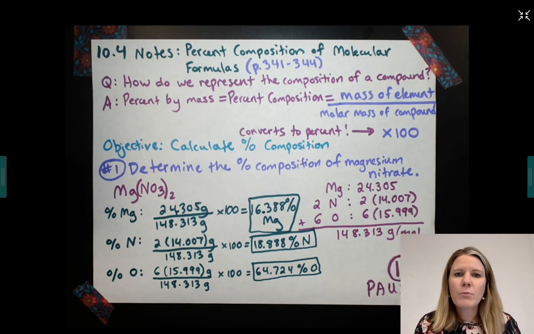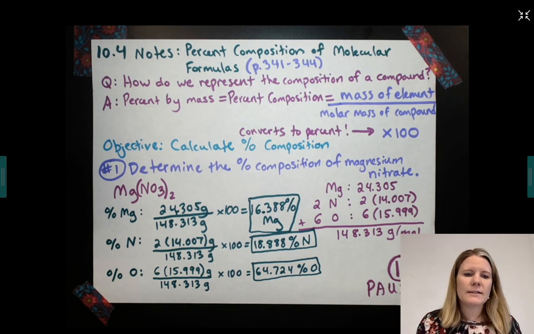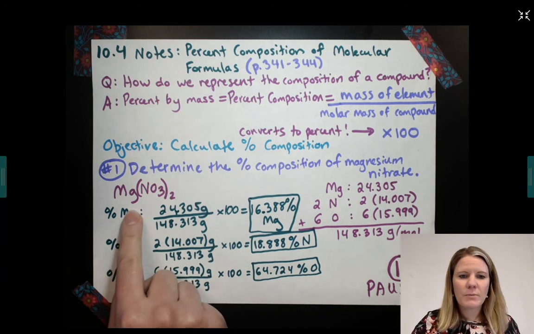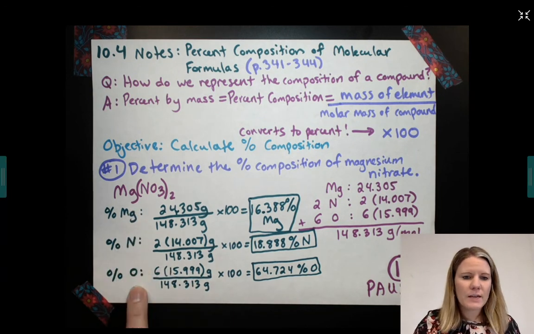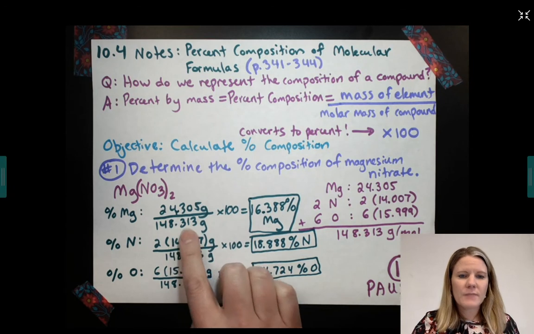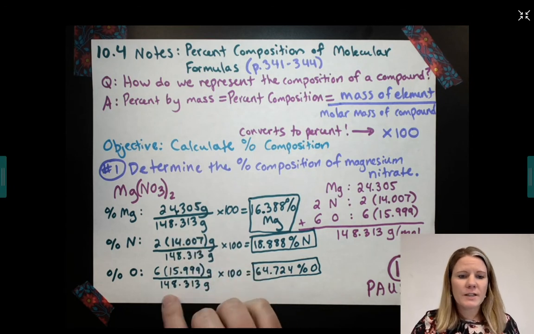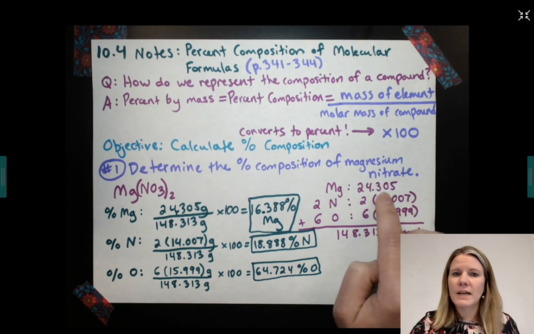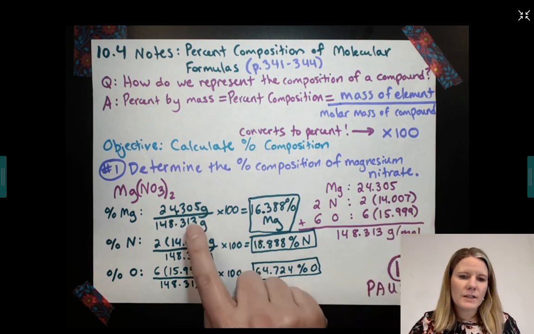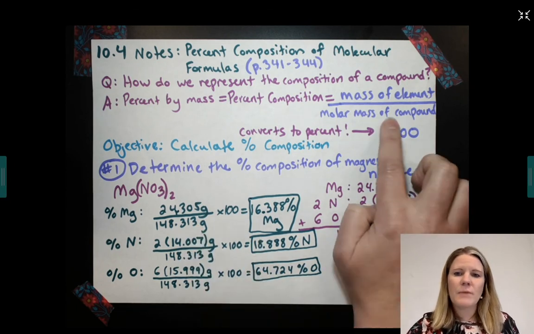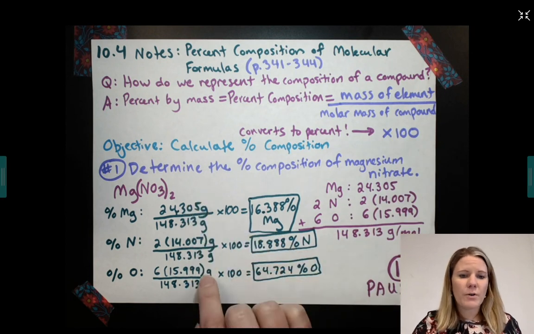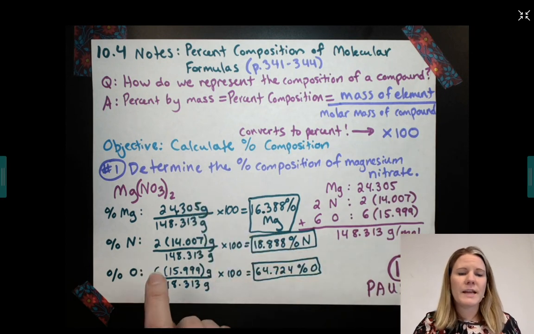I'm going to point out a couple of patterns that we see. Notice that every time we're calculating the percent composition of an element, we are using the exact same denominator. That's because that element we're considering is in 1 molecule of magnesium nitrate. So we're always going to consider that as the molar mass of the compound on bottom. But notice the numbers on top are different because we have different elements that we're calculating.